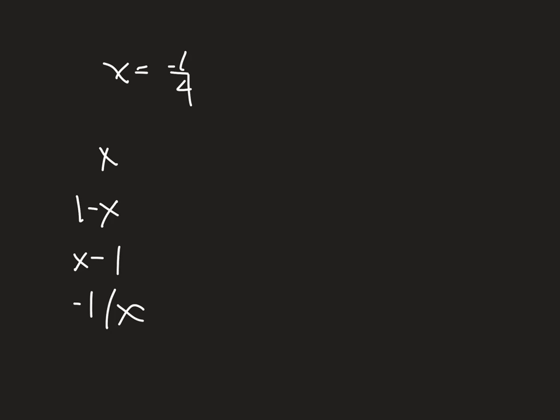All right, question number 2 says the value of x is negative 1/4. Order these expressions from least to greatest, with 1 being least, number 4 being greatest. All right, so x equals negative 1/4. So this first one, x equals negative 1/4.